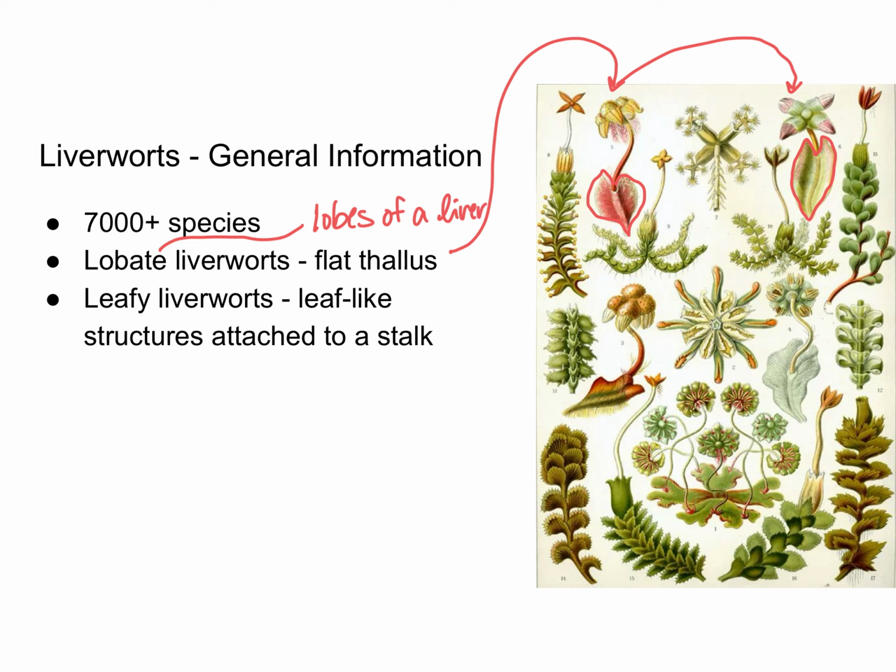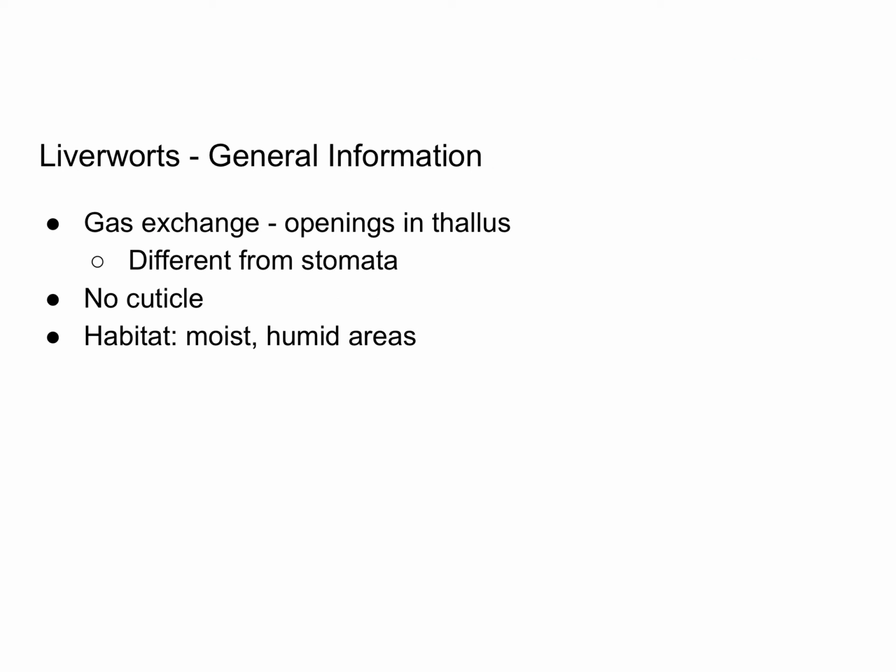The leafy liverworts have leaf-like structures attached to a stalk, and you can see examples of those here. Liverworts conduct gas exchange through openings in the thallus, or the plant body. And these openings are different from stomata. And when we refer to gas exchange, remember that carbon dioxide has to go into the plant and oxygen has to be able to come out of the plant. Liverworts also do not have a waxy cuticle covering their structures, so they have to live in moist, humid areas to prevent drying out or becoming dehydrated.